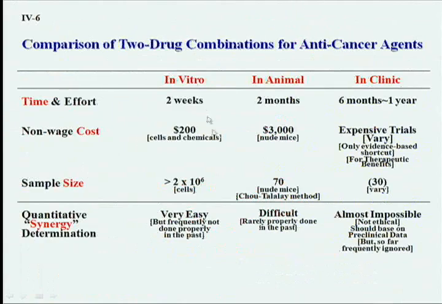Okay, here's a comparison. Compare drug combination in vitro, in animal, and in clinic. The time and effort: in vitro takes 2 weeks, animal 2 months, clinic 6 months to a year. And the material cost, a tremendous difference. Sample size is millions in the clinic, tens in vitro, and this is also tens. And I make a very strong point here. In vitro is easy to do and can quantitate synergy. Animal is difficult, expensive, and slow.